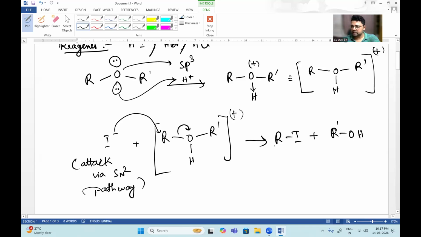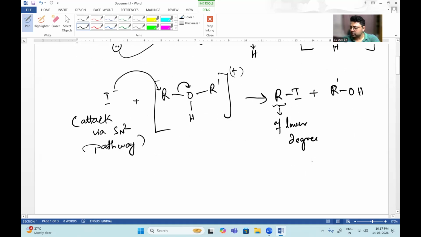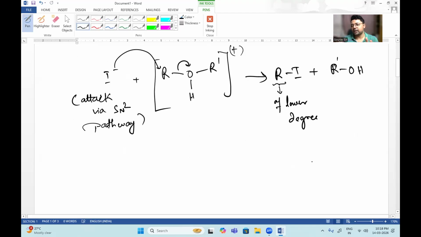So if you see this, then you will say that this R group is of lower degree than R dash. If both are of the same degree, so if both are 1 degree or both are 2 degree, then equal formation means 50% R-I and 50% ROH will be formed. But if one is 1 degree and the other is 2 degree, then there will be a difference. R of 1 degree will preferentially form R-I, meaning the percentage of R-I with 1 degree will be higher than with 2 degree. Let me show you.